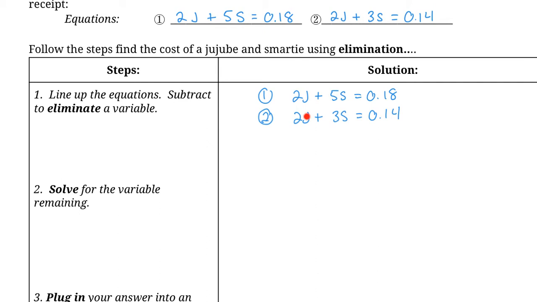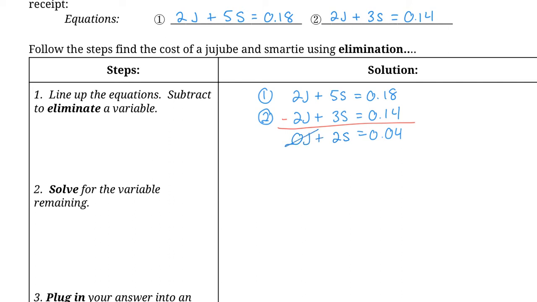So since J has the same number in front of the variables, we can easily eliminate that variable. And they're both positive. If we do 2J minus 2J, we'll get 0J. So we can subtract these two equations from each other. So we need to subtract the entire equations. So that means we need to do 0.18 minus 0.14, and that's just going to be 0.04. And 5S minus 3S, well, that's just going to be 2S. And 2J minus 2J, well, that's just 0J, so we've now eliminated J.